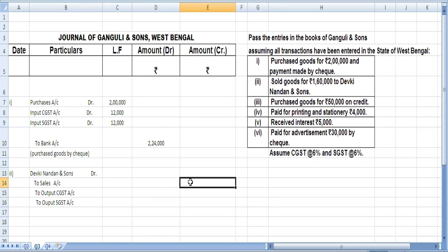So here the sale is for 1,60,000 and 6% of this is 9,600, and then again we have here 9,600 because both are 6%, and the total will come as 1,79,200. So here we'll write the narration. Goods sold on credit. Okay.